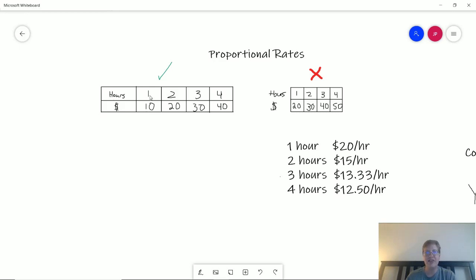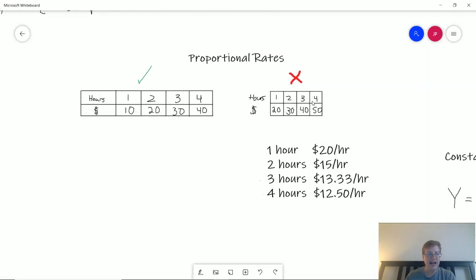So let's say that I would make $10 for my first hour. I make $20 if I work 2 hours, I make $30 if I work 3 hours, and I make $40 if I work 4 hours. You can quickly do division to figure out that this unit rate of $10 per hour would be consistent. So my rate of change for each section on this is going to be the same, and my ratio is also going to be the same. So we would say that this side would give us proportional rates.